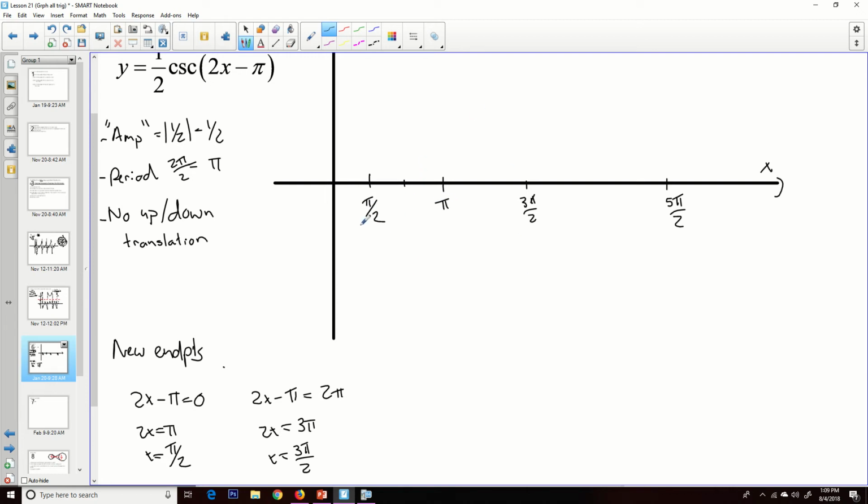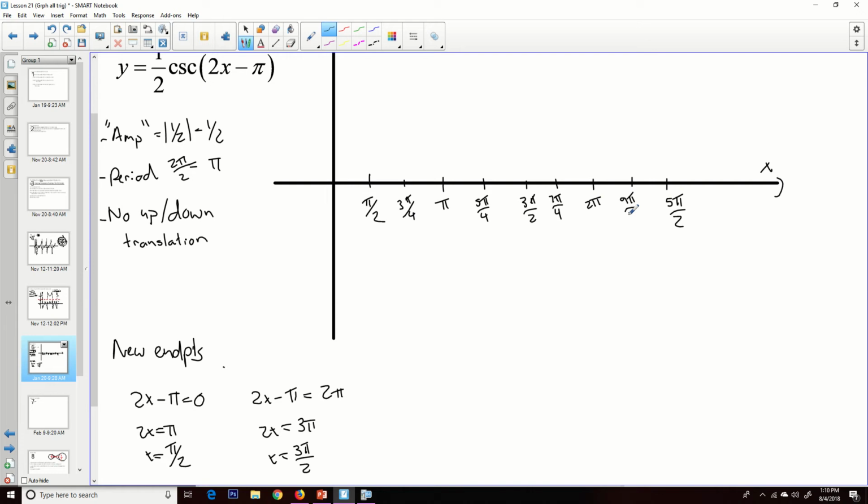Halfway between that would be something pi over 4. And so if I'm counting by pi over 4 now, this would be 2 pi over 4. So this would be 3 pi over 4. This would be 4 pi over 4, which is pi. 5 pi over 4 doesn't reduce. 6 pi over 4 is 3 pi over 2. That's good. Let's put those in there. So I would have 7 pi over 4. 8 pi over 4 is 2 pi.